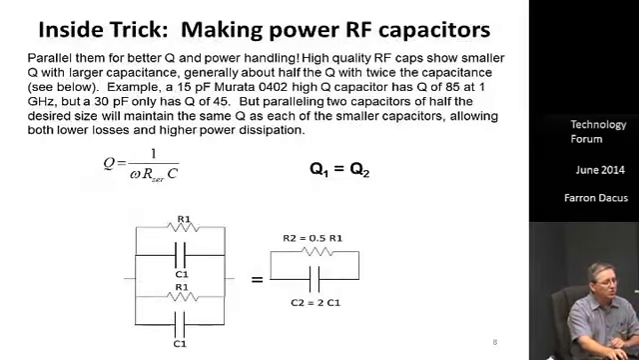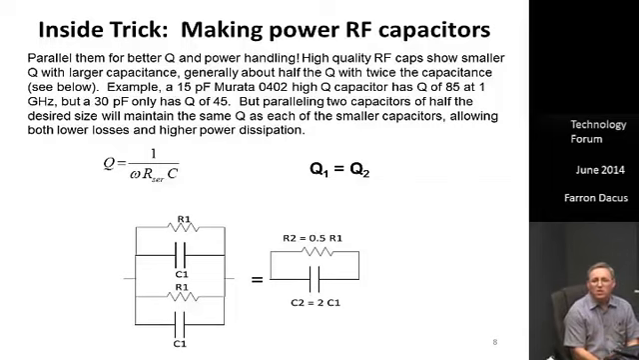That leads straight into a trick that's nice to be aware of. There are many of these in RF, but this one follows directly from these basic principles, and is quite handy when you're having to handle some real RF power. High-quality RF caps will typically show a smaller Q with larger capacitance, generally about half the Q with twice the capacitance. So if you parallel two caps with smaller value, you can get a much higher Q than the larger capacitance.